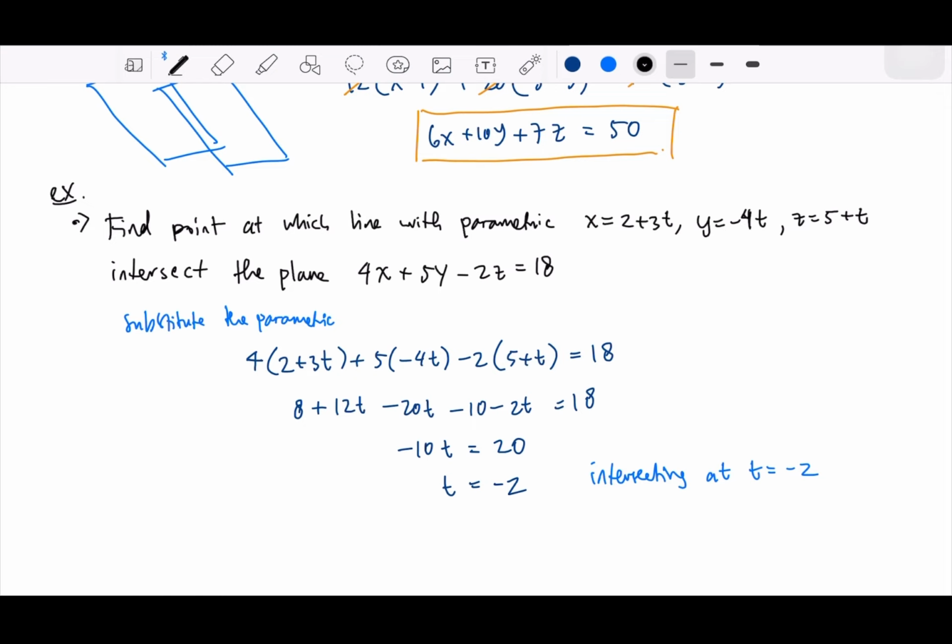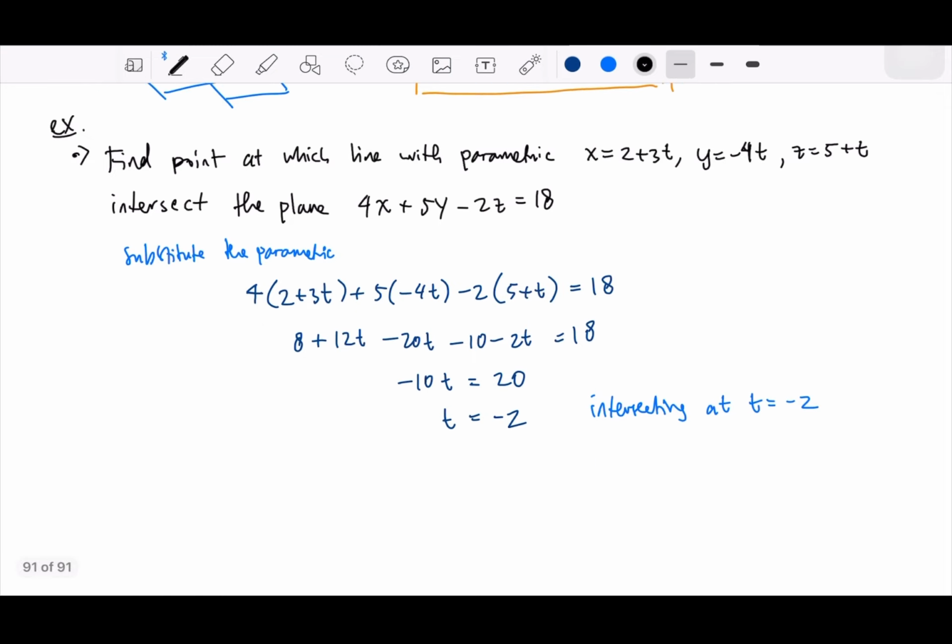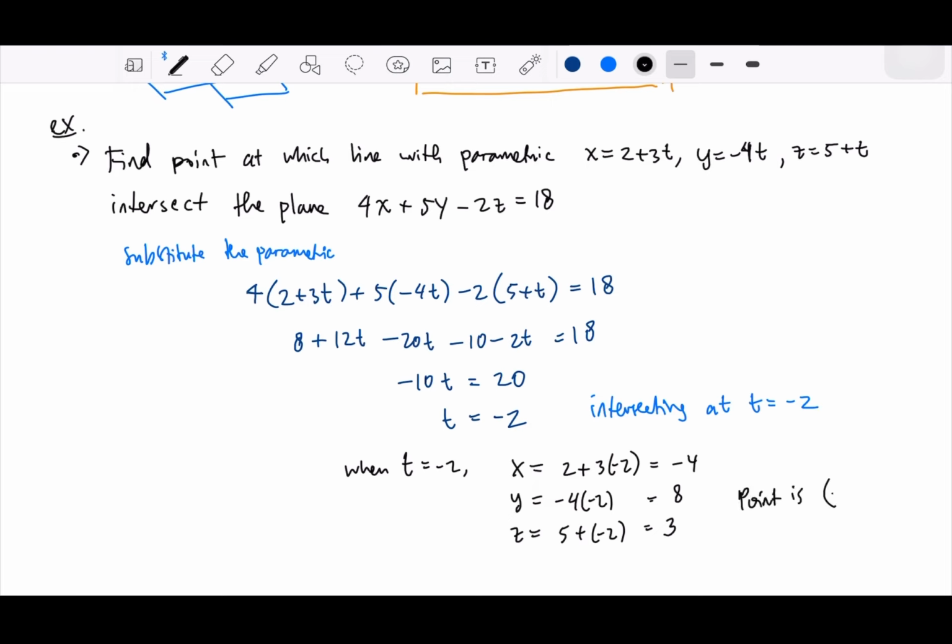And if we need to find the point, which is what this question is asking, then we can substitute into the parametric equations. When t equals negative 2, then x equals 2 plus 3 times negative 2, which is negative 4. So the point is negative 4, 8, and 3.